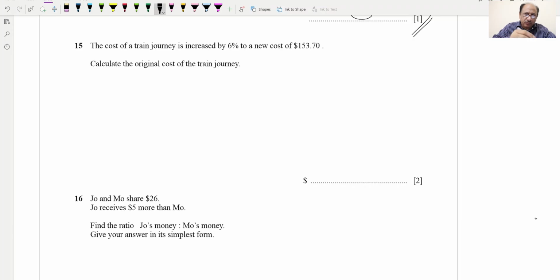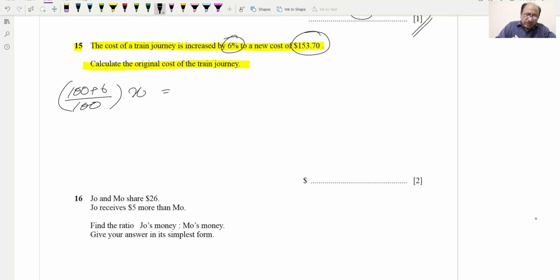Now question number 15. Question number 15 says the cost of a train journey is increased by 6% to a new cost of this amount. Calculate the original cost of the train journey. So it is a reverse percentage question. Original cost we don't know. We can suppose the original cost is X, and we have to increase this X by 6%. For an increase we add the rate to 100 and divide by 100, and this will be multiplied by X, and we know the increased number is this many dollars, 153.70, and we will calculate this.